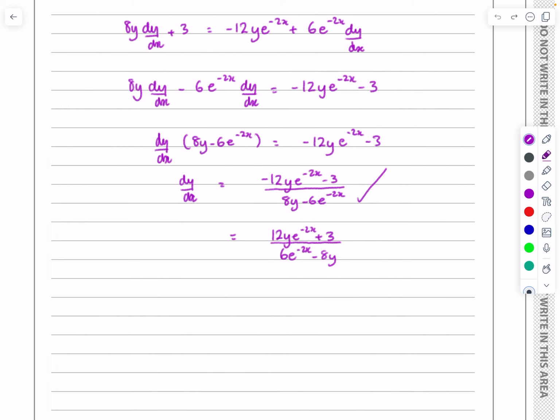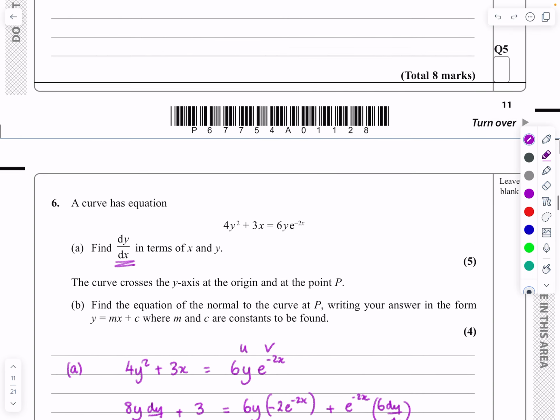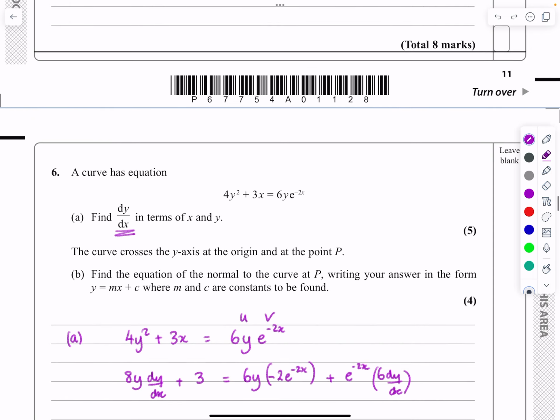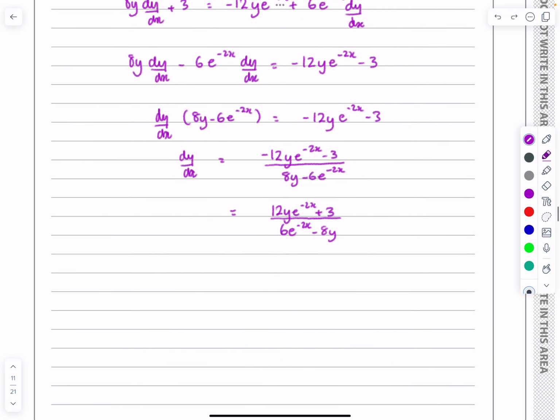What you can also do is start factorizing, because 3 comes out the top part and 2 comes out the bottom part. But I don't need to do any of that because they didn't in the question ask me to show it was equal to something. Personally, I think it would have been a better question if they had said show it's equal to. All I was asked to do was get dy by dx. So I've got that.